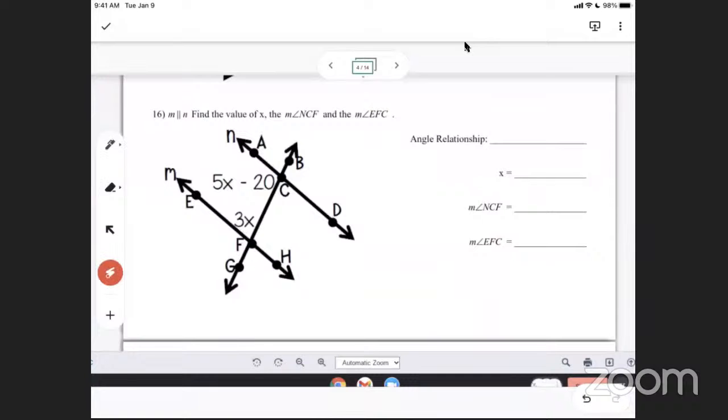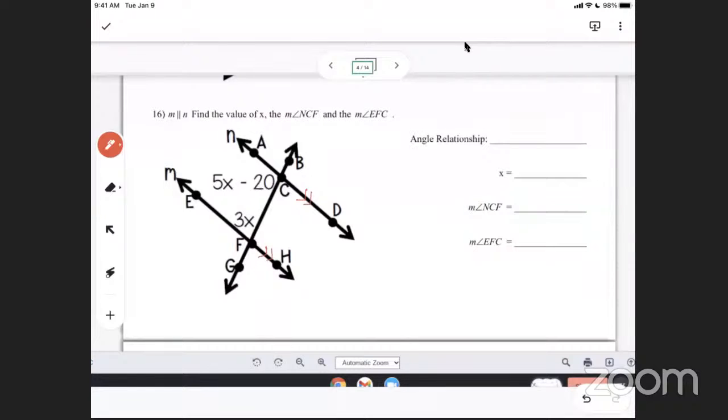This one says that M and N are parallel. Find the value of X. So they're telling you that these are parallel, M and N. So what I like to do is just write a little parallel thing in here. That's what it means for them to be parallel. You put little double carets there.